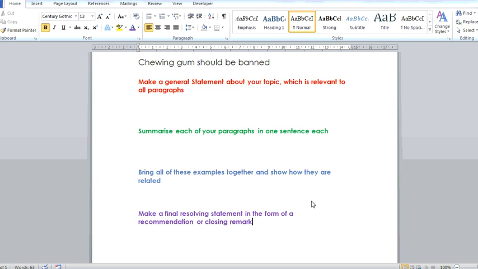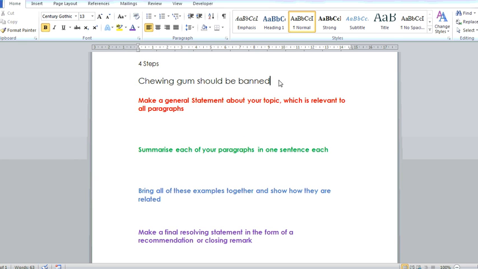Well, it might sound a little bit complicated, but it's actually a lot easier than you think to tick off all of these things. And like I said, as long as we've got evidence of them, we're not so worried about the quality of the writing at this stage. We're just making sure that we meet that structure so that we can get that C level. So, make a general statement about your topic.